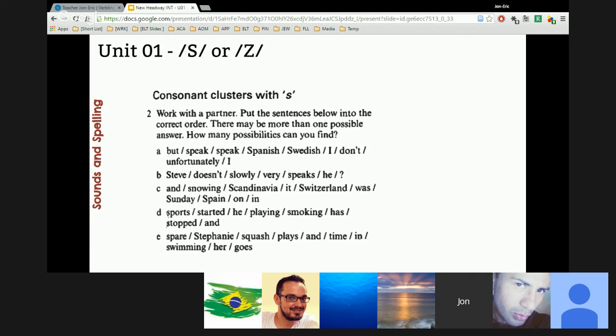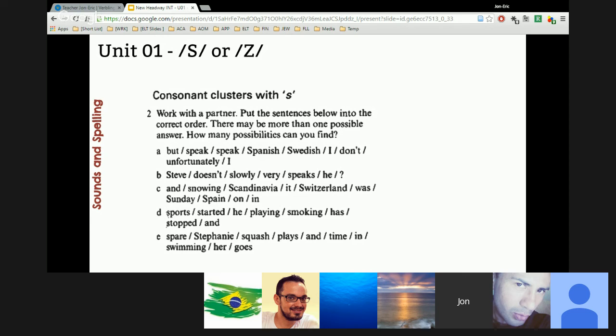Very good. The S in speaks. Is it an S or a Z? It's an S. Rule B. It's voiceless. Exactly. Excellent. And snowing, Scandinavia, Switzerland, was, Sunday, Spain, on, in. Now, are you up to the challenge?